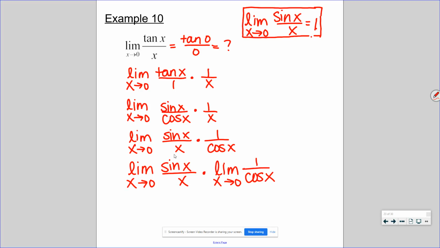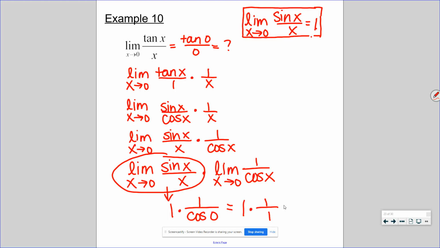And then I could say, I know the limit of sine x over x is 1. And then I could find the limit as x approaches 0 of 1 over cos x by doing plug and chug. So 1 over cos of 0, cos of 0 is 1, so this whole thing would just equal 1.